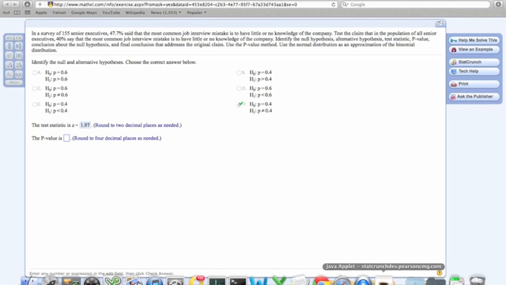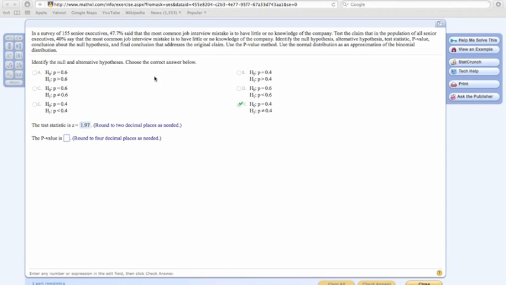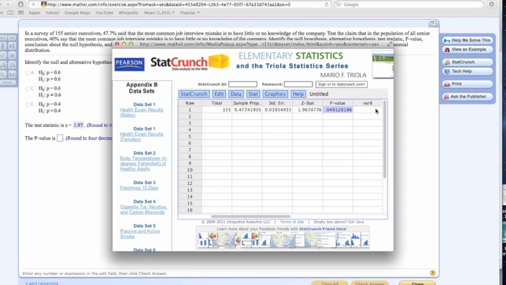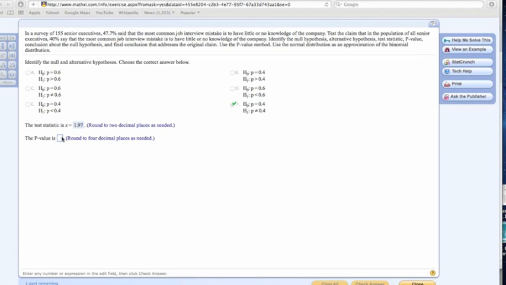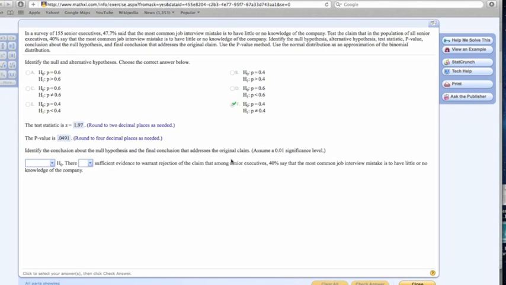Now, the important thing with hypothesis test is actually the p-value. Let's move over. The p-value in this case is 0.04912. So let's round this to four decimal places, so 0.0491. We check answer, and we have nice work again. And now we want to identify the conclusion about the null hypothesis and the final conclusion that addresses the original claim, and we're going to assume a 0.01 significance level.